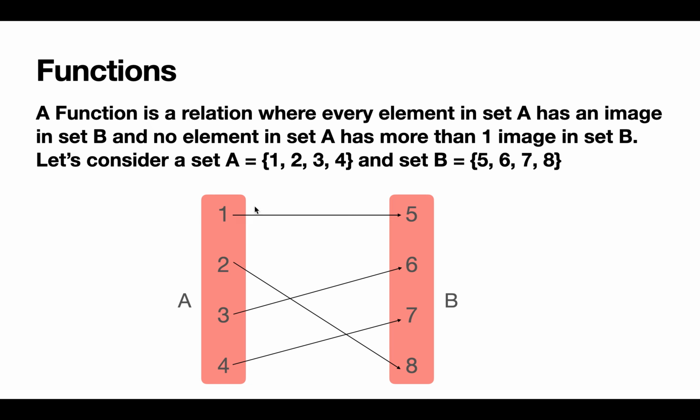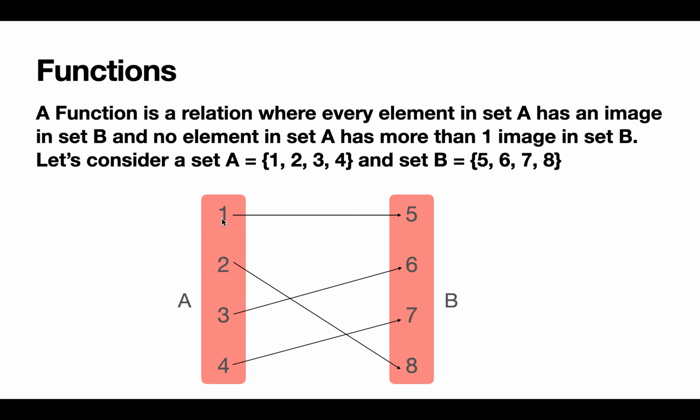The first restriction is that every element in set A should have a relation in set B. It cannot be eliminated, as I said before. In a relation, maybe if I don't want the 4 to be related to any other element in set B, I can avoid it. But in a function, every element in set A should have an image in set B, and no element in set A has more than one image in set B.